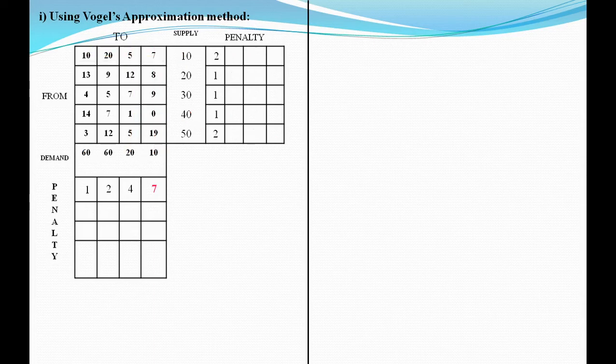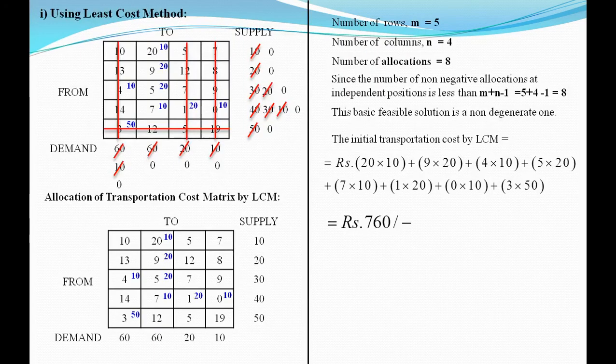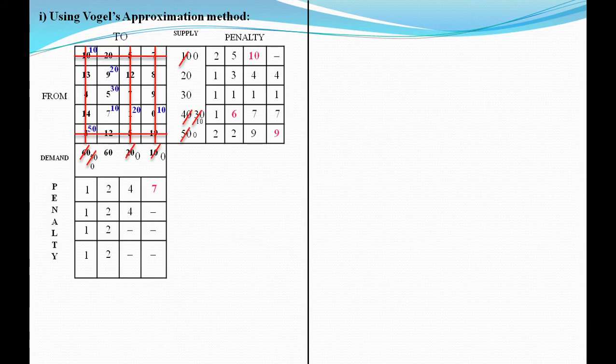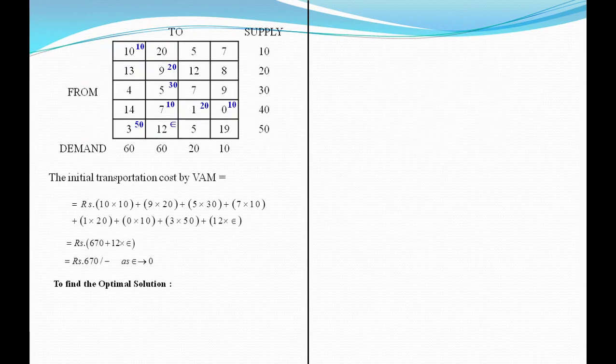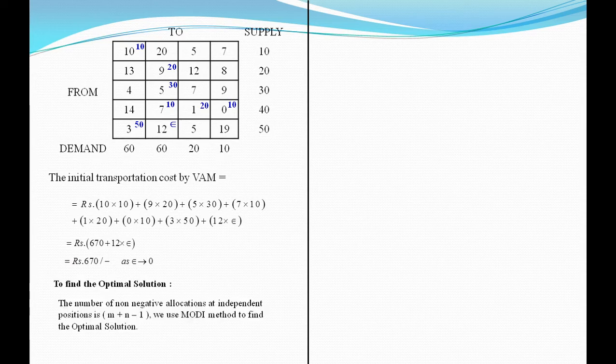When you find it with the help of what method? Least cost method. In the matrix minimum or least cost method we get 760. But now we got 670 rupees. So now I'm going to explain the MODI method, but it seems that we are extending the time.